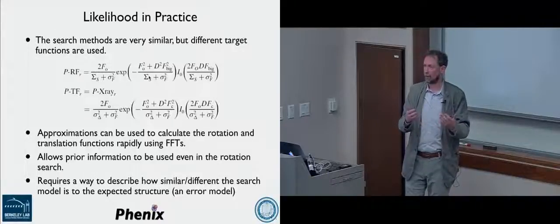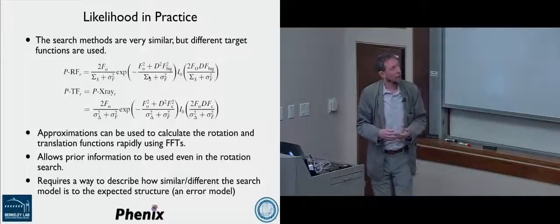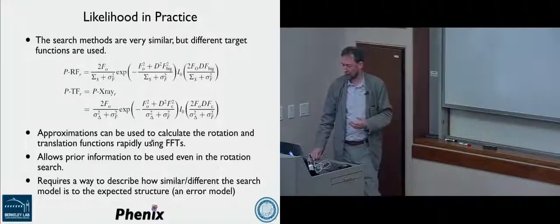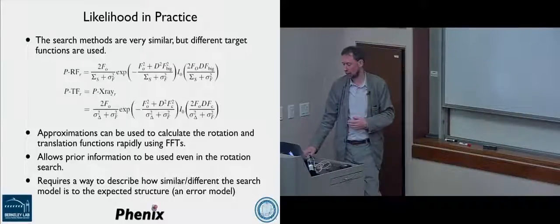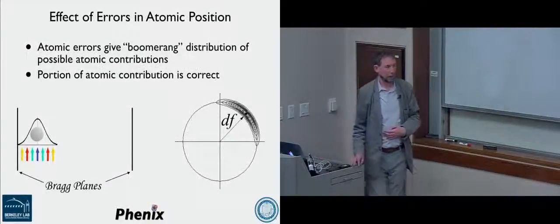So that seems a bit contradictory in a sense, right? We have to estimate something before we know the answer. So that means that we have to have some way in this process, doing molecular placement with likelihood, to describe how similar or how different our search model is compared to what's in the true structure. And I'll just talk a very little bit about how that's done in a minute.